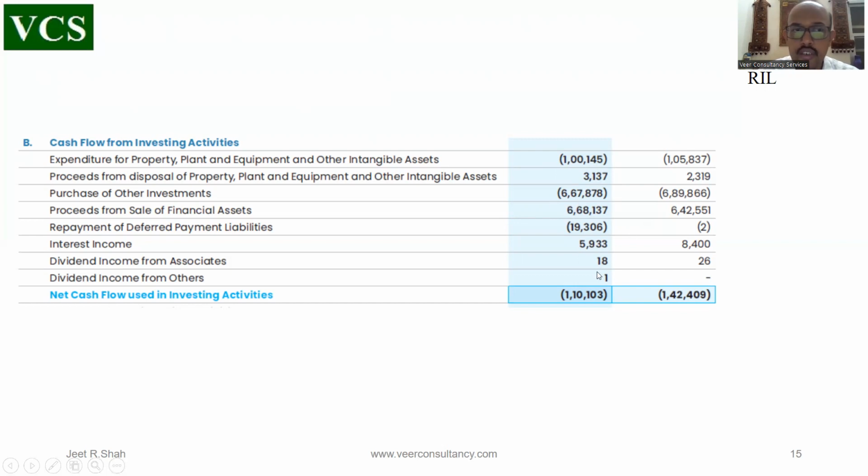So at the end, if you see the net cash flows used in investing, यहाँ पे ये negative है, मतलब cash बाहर गया है. So that means how much has the cash gone out in investing activities? 1,10,103 crores, which last year was 1,42,409 crores. So this much amount has been invested in the long-term assets. It can be PP&D or it can be other long-term assets, including investments.